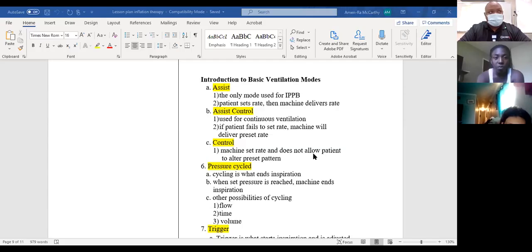Control mode, which is control mechanical ventilation. In control mode, you are in control as the therapist. The machine sets the rate and does not allow the patient to alter the pattern. So if your patient is out and they've not been breathing over the vent, I don't care if they've been on the vent for 2 weeks and they have not breathed, not one breath over the vent, that means they're just pretty much comatose.